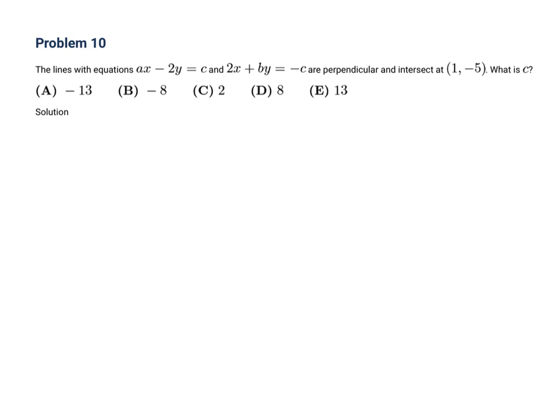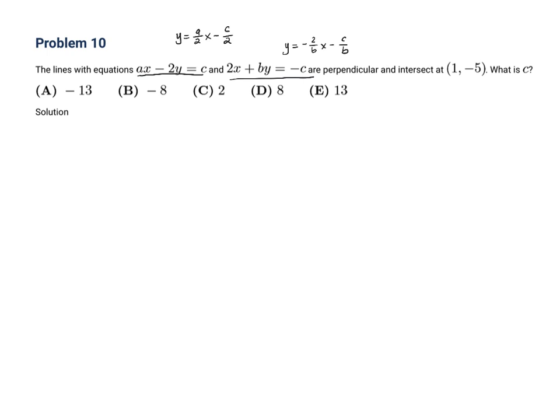So let's find the slope for each. For the first one, y is equal to a over 2 x minus c over 2. For the second one, y is equal to negative 2 over b x minus c, right? Minus c over b.